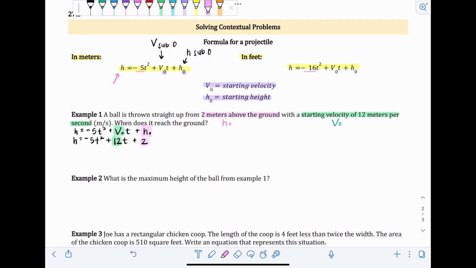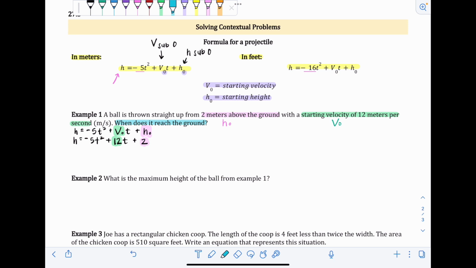And then now we have an equation that represents this situation. If I were to put this into a graphing calculator or graph it myself, it would show me the path of the ball as it's thrown up into the air and as it comes back down. So now we have to figure out what the question is asking us to actually find. It says, when does it reach the ground? When does the ball reach the ground?